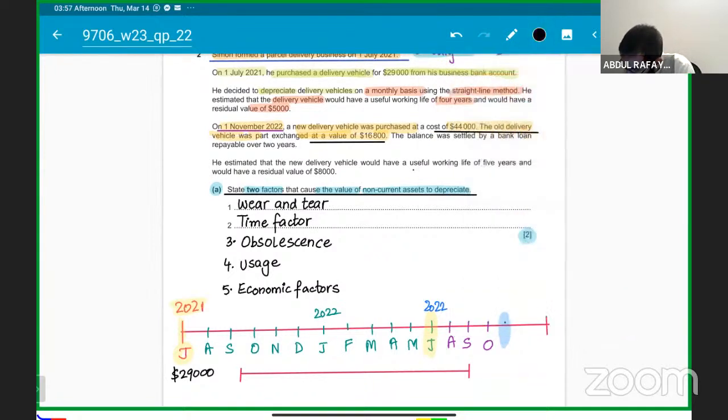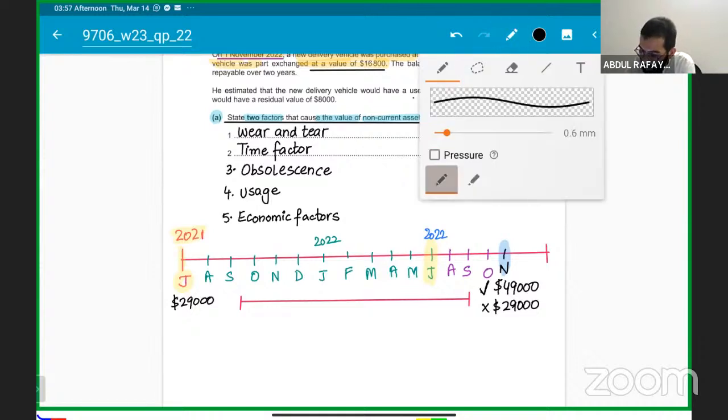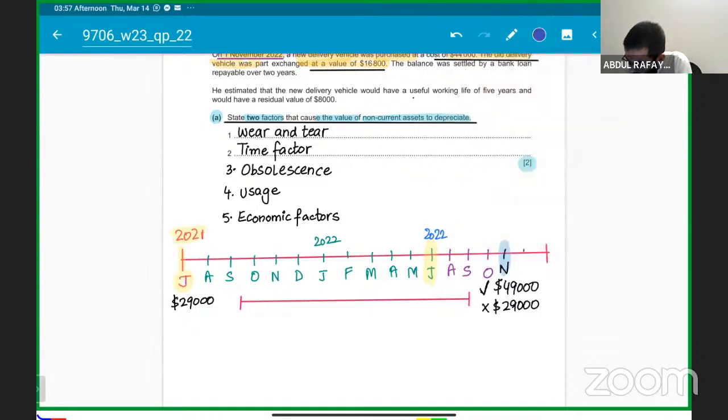Okay, so November, a new vehicle is coming that is 49,000 worth, and 29,000 is being disposed. This timeline will help you understand clearly, so follow very carefully. On 1st November, a 49,000 vehicle is coming and a 29,000 vehicle is going out. Then you follow the pattern again: December, January, February, March, April, May, and June.